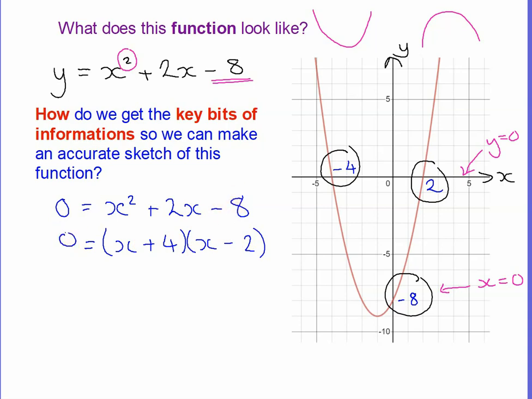So now we have a multiplication problem. That's what factorizing does. It takes it from addition or subtraction to multiplication. And the multiplication has to equal 0. So if I make this bracket 0, x would be minus 4. And if I make this bracket 0, so 0 times whatever this is, I would get 2. Lo and behold, you can see they are my x-intercepts.